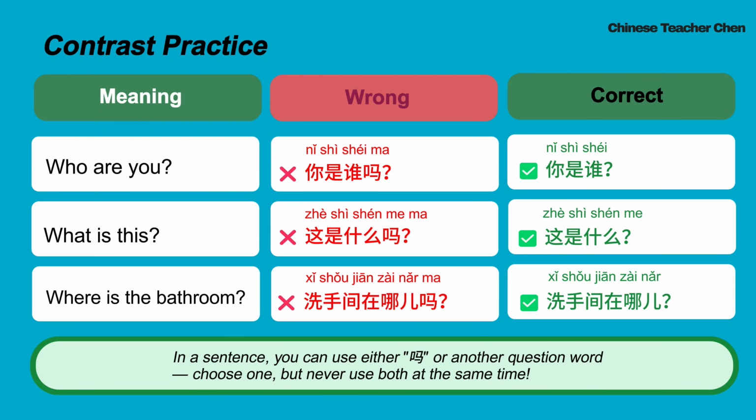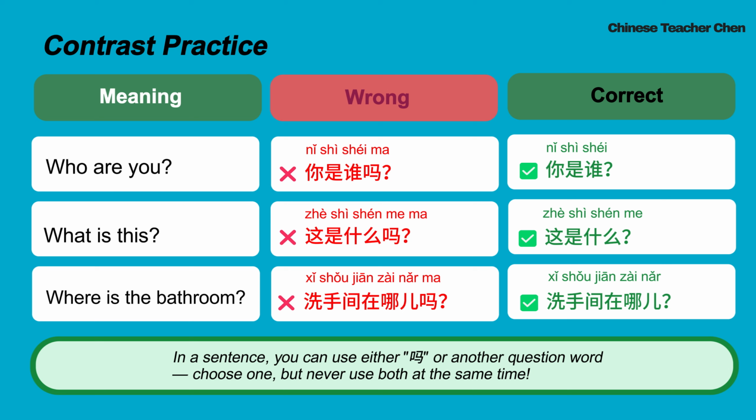This slide is super important. We just talked about the number one rule. You can't use ma with question words like 谁, 什么, or 哪. Now let's look at a few examples to really get it. Take the first example. If you want to ask who are you, look at the middle column here. If you say in Chinese, 你是谁吗? Is that correct? No, because the sentence already has the question word 谁. So you can't also add ma. The correct way is the right column, 你是谁?